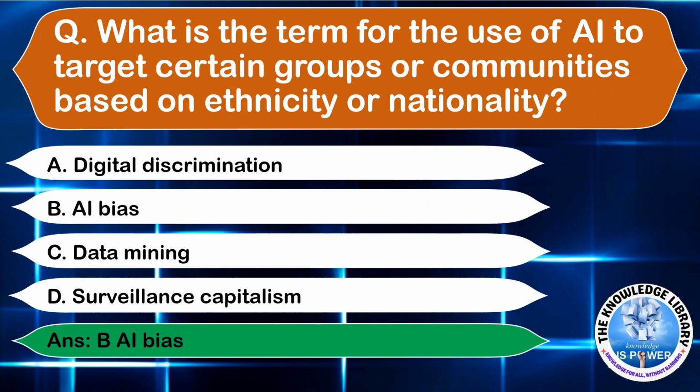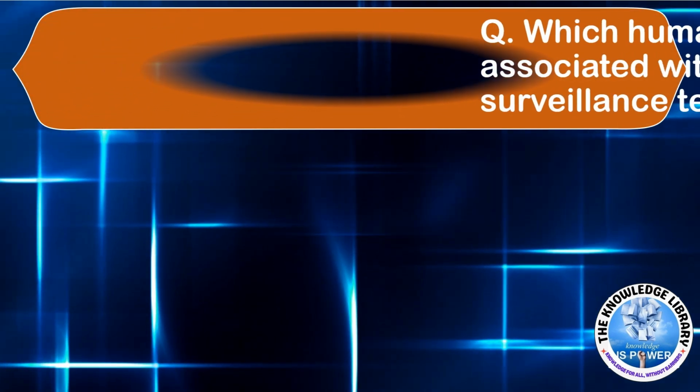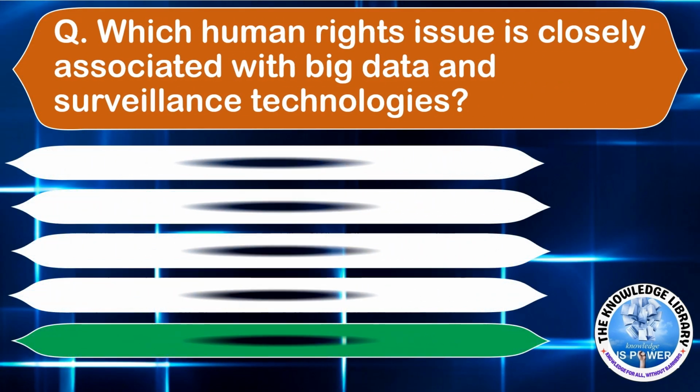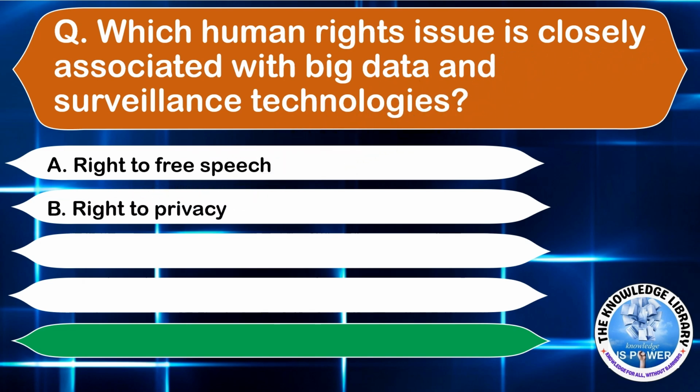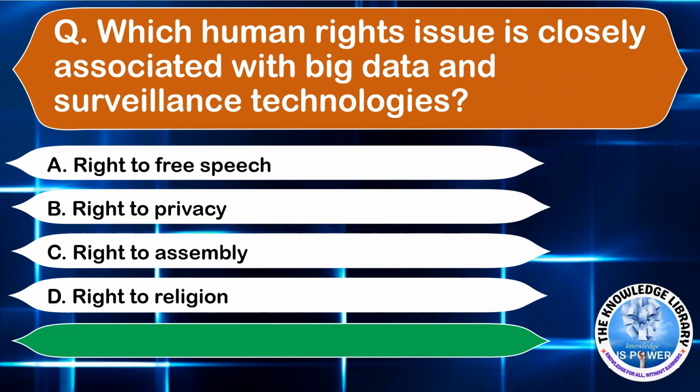Next question is, which human rights issue is closely associated with big data and surveillance technologies? Option A, right to free speech. Option B, right to privacy. Option C, right to assembly. Option D, right to religion. Correct answer is option B, right to privacy.